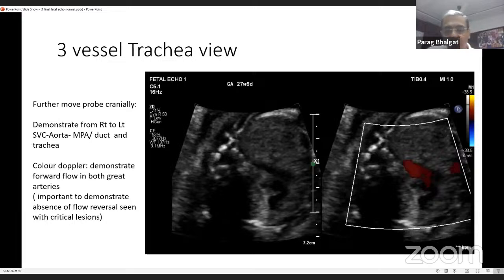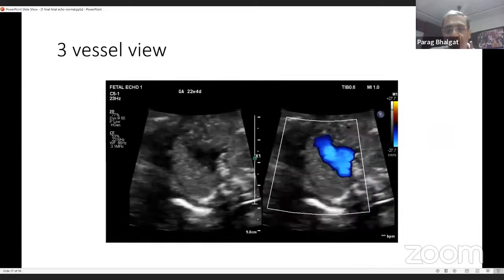The important thing we have to note is that there is no flow reversal. Both aorta and main pulmonary artery flow are in the same direction. There is no flow reversal in either of the vessels. If flow reversal is there, it's a sign of a critical stenosis of either of the semilunar valves. So it is important to understand it.